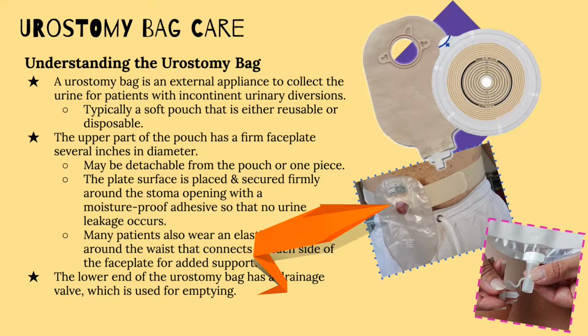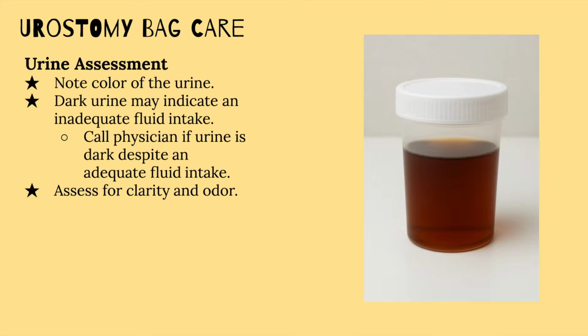Some patients also wear an elasticized belt that goes around the waist and attaches to the sides of the faceplate for extra support. At the bottom of the urostomy pouch, you'll find a drainage valve that you'll open to empty the urine. You're going to want to pay attention to the color of your patient's urine.